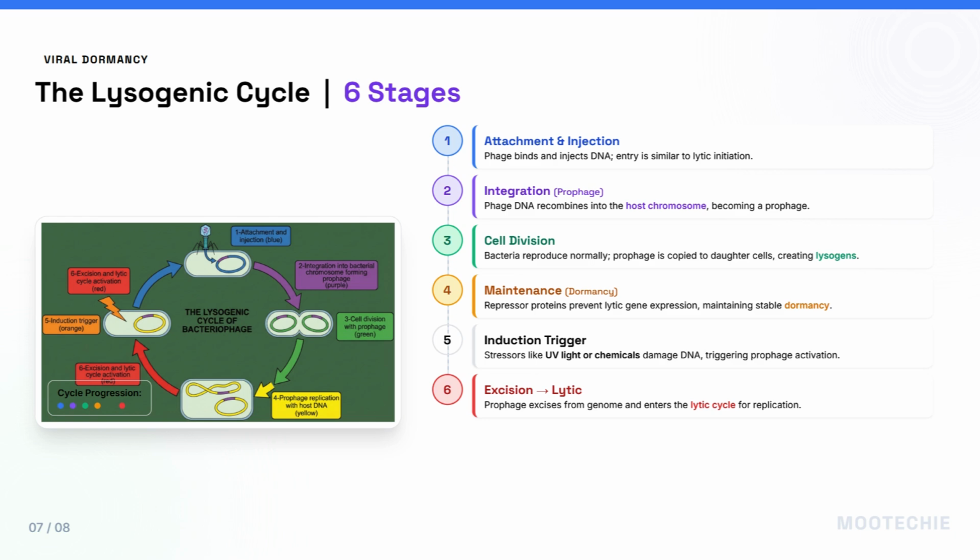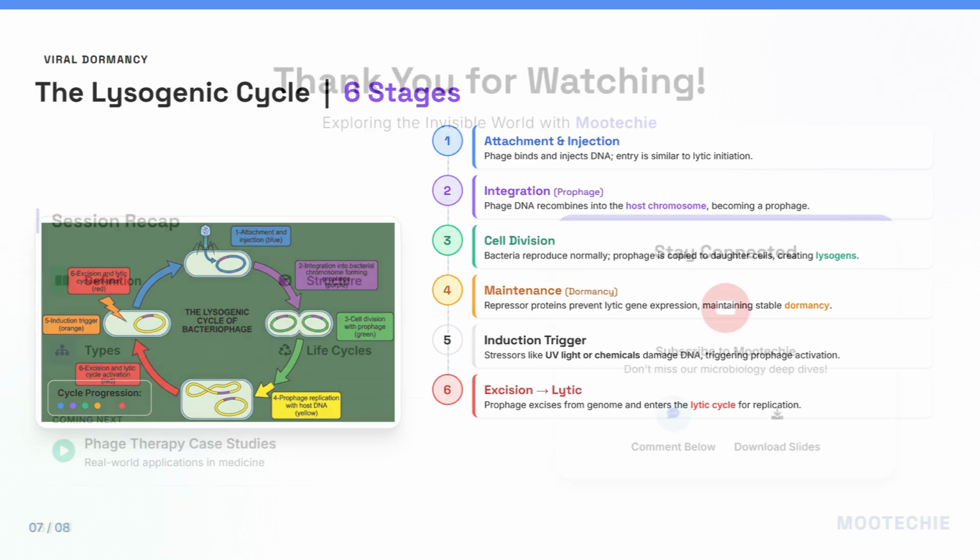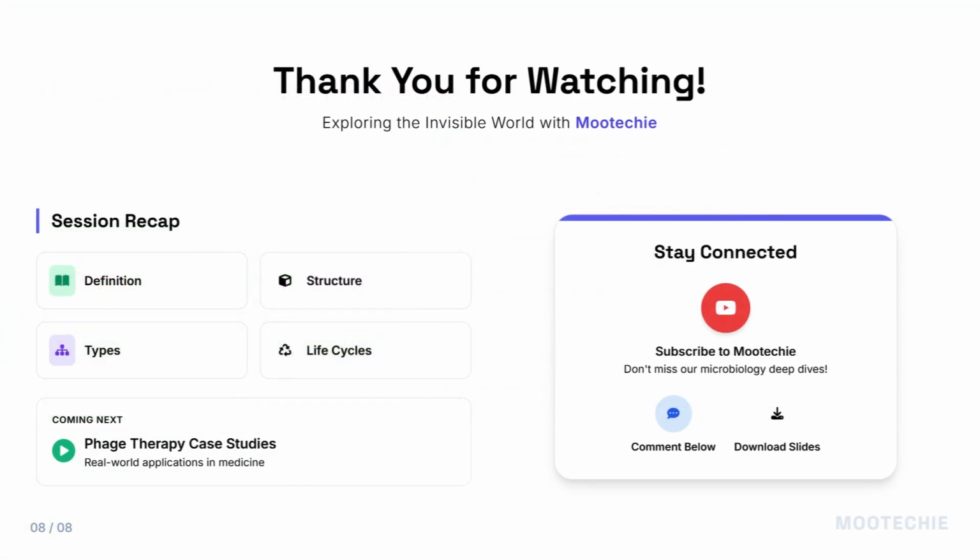However, the prophage can be activated by an induction trigger. Environmental stressors like UV light, chemicals, or starvation that damage the bacterial DNA can inactivate the repressor proteins. This triggers the final stage, excision, leading to the lytic cycle. The prophage DNA cuts itself out of the host genome and then switches gears to enter the full lytic cycle we just discussed, replicating and ultimately lysing the cell.